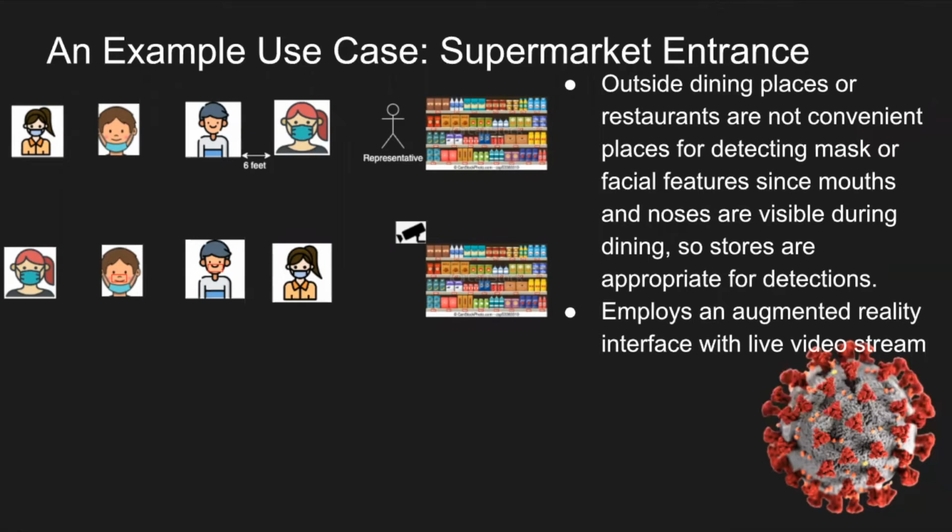Wearing masks is now mandatory in many places, and it is hard to monitor large groups of people manually. One of the possible use cases for our system is supermarkets. Our system can be used by supermarket staff for monitoring if people are wearing masks correctly. The real-time visualization interface can be displayed on digital screens.